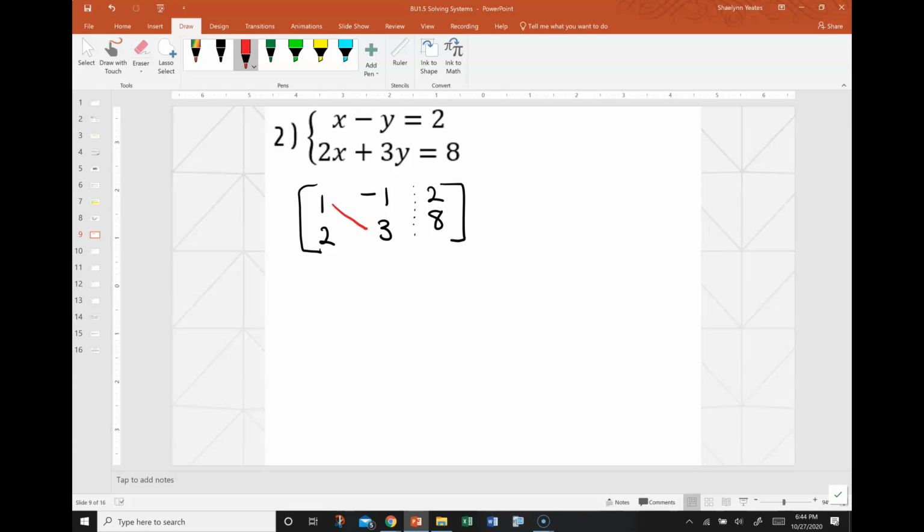So we do 1 times 3, and that's 3. And then we're going to do minus, and then we've got negative 1 times 2. So we're doing minus negative 2. That equals 5. Beautiful. It exists. The inverse exists. All right, so now we've got 1 over 5.